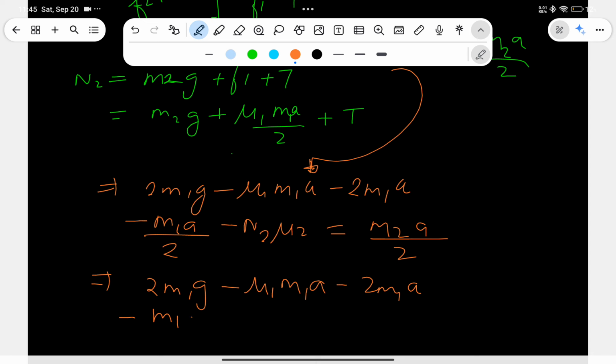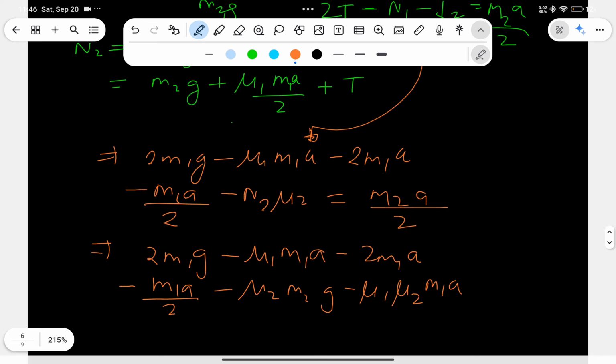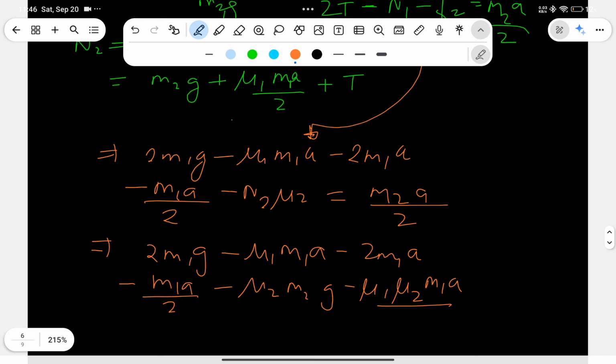Alright, now see, replacing n2, so it will be 2m1g minus mu1 m1a minus 2m1a minus m1a by 2, writing this as it is, minus n2, replacing n2, see carefully, mu2 m2g plus, oh no, sorry, minus mu2 m2, mu1 mu2 m1a by 2, right, plus tension into mu2. See, mu2 is multiplied and minus sign is also there, so it will be minus and minus.